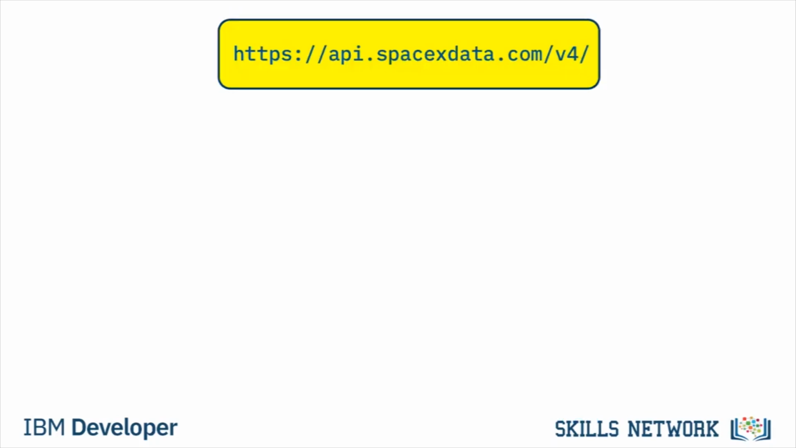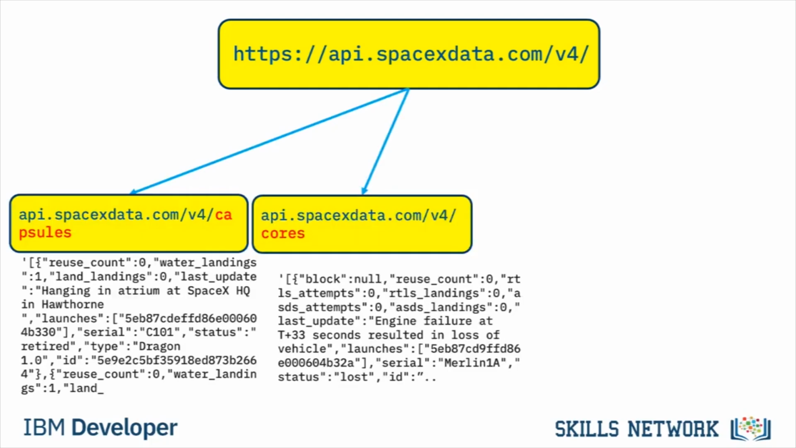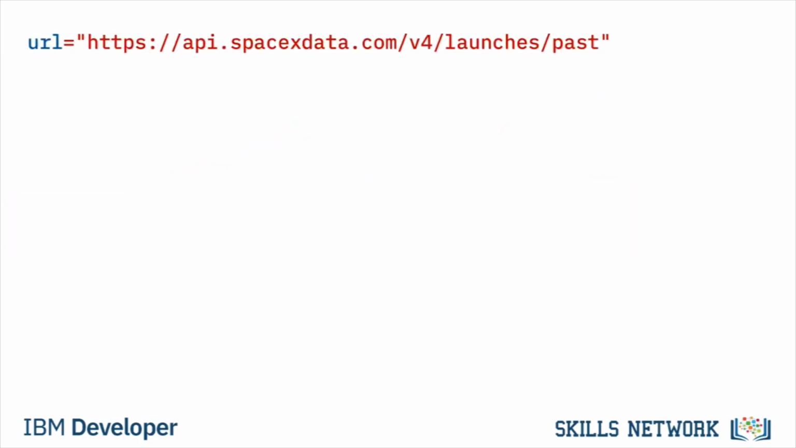The SpaceX REST API endpoints, or URL, starts with api.spacexdata.com/v4/. We have the different endpoints, for example, /capsules and /cores. We will be working with the endpoint api.spacexdata.com/v4/launches/past. Let's see how the API works. We will use this URL to target a specific endpoint of the API to get past launch data.